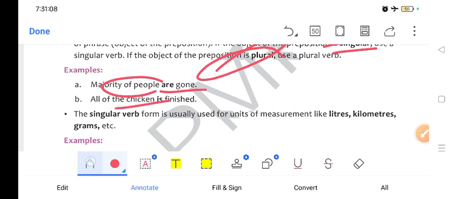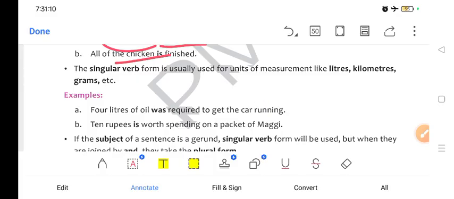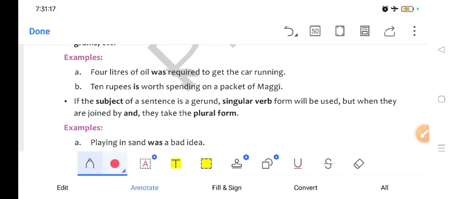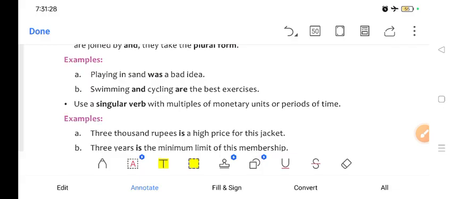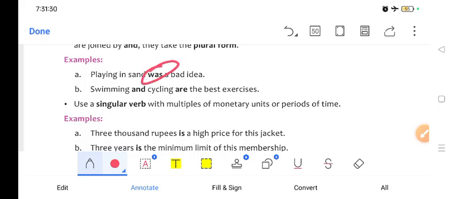The singular form is usually used for units of measurement like liters, kilometers, grams, etc. Like 4 liters of oil was required. It is a unit, so we will use a singular verb here. 10 rupees, singular verb. Now, playing in sand was a bad idea. So this word is always used with a singular verb.